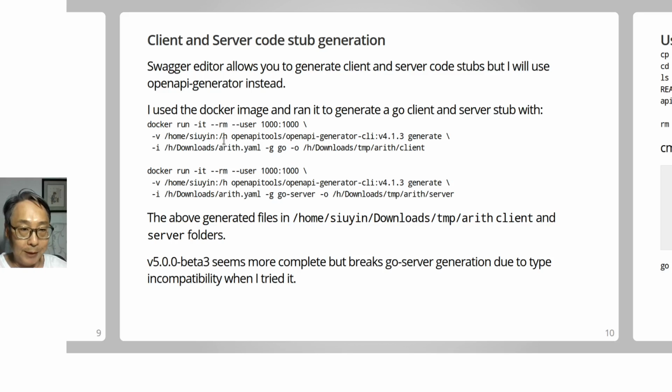and mapped to H. The latest version of OpenAPI-generator is 5.00 beta 3. I tried it, but it broke my server stub because of type incompatibility. So I went back to 4.1.3.